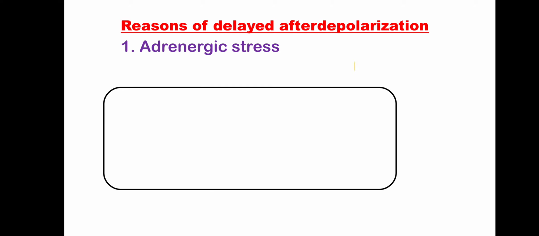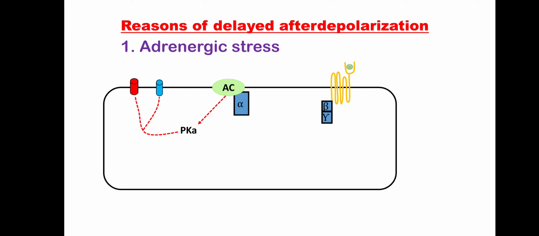So suppose in your heart this is your beta 1 receptor along with its alpha, beta and gamma subunit, and whenever this beta 1 receptor gets activated, the alpha subunit will approach the enzyme adenylyl cyclase, causing its activation, and this activated adenylyl cyclase will cause activation of protein kinase A. Next, this protein kinase A will cause phosphorylation of sodium channel and calcium channel.